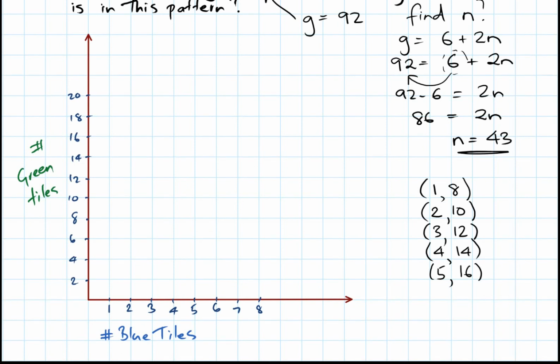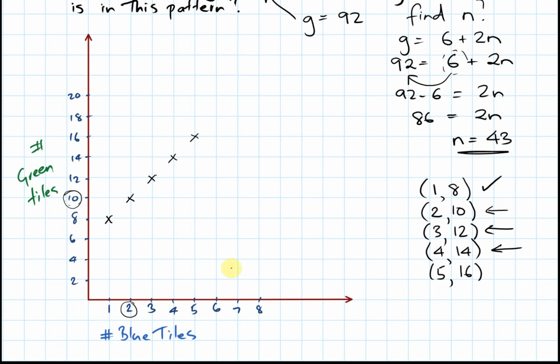So let's actually graph this relationship. The first point says one blue tile is equivalent to 8 green tiles, so you go up to 8 on the vertical axis. Then the next point is 2, 10. So go across to 2 blue tiles and then up to 10 green tiles on the vertical axis. Okay, the next point, 3, 12. So go across to 3 and up to 12. The next point is 4, 14. So go across to 4 and up to 14. You can see another little pattern happening here.